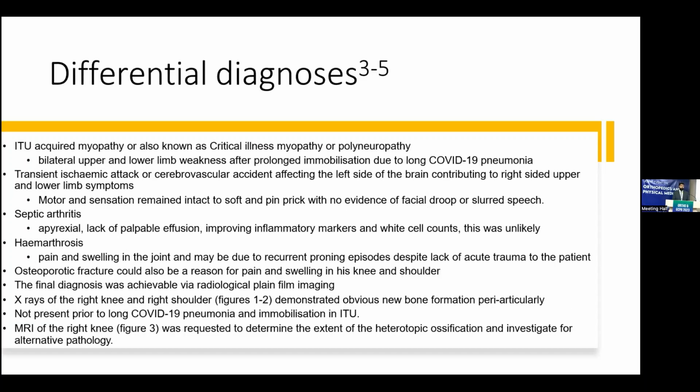Now, we think it's HO at this stage, but we have other differentials as well. He could have ITU-acquired myopathy, he could have had a stroke, he could have had septic arthritis, hemarthrosis, or an osteoporotic fracture. The final diagnosis was eventually achievable with plain film and MRI. Pre-ITU, he had never complained of any shoulder or knee pain. He's a very active, mobile, independent gentleman.